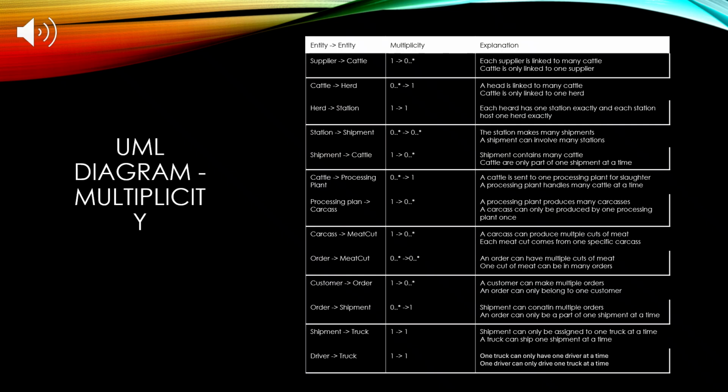The UML diagram multiplicity is as follows. So the supplier to cattle is one-to-many, as each supplier is linked to many cattle, but the cattle can only be linked to one supplier. Cattle to herd is many-to-one, as a cattle is linked to one herd, but a herd can have many cattle. Herd to station is one-to-one, as each herd has exactly one station, and one station can host only one herd. Station to shipment is many-to-many, as a station can make many shipments, and shipments can involve many stations.